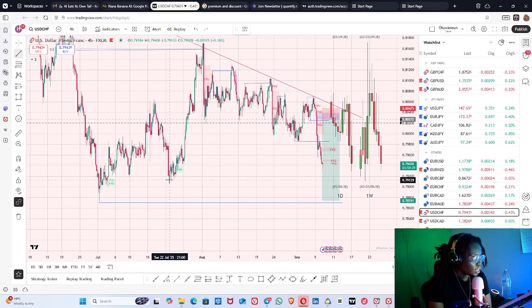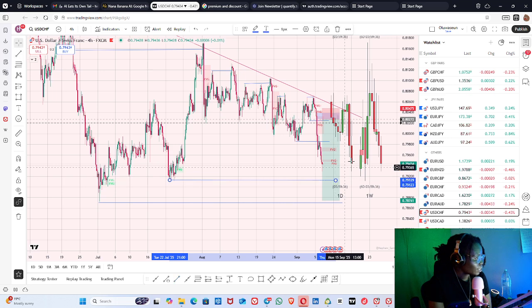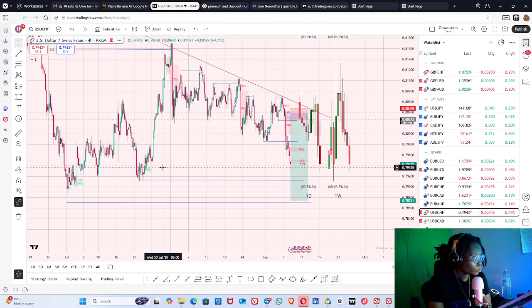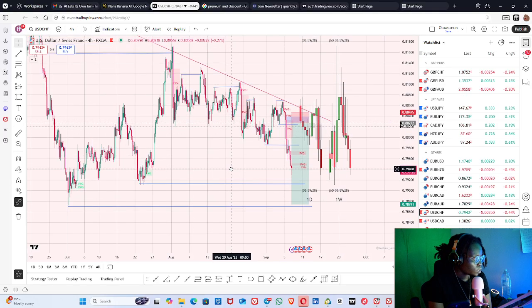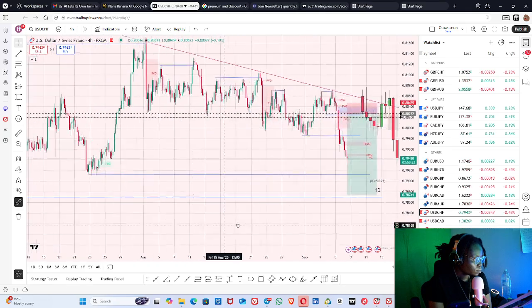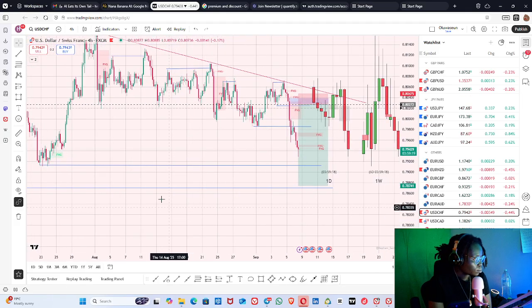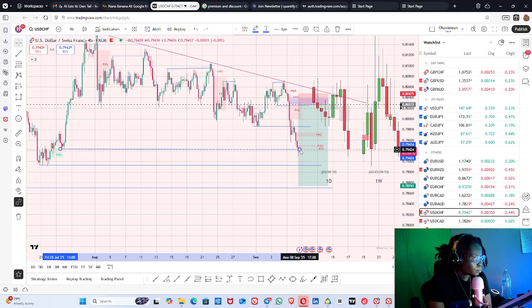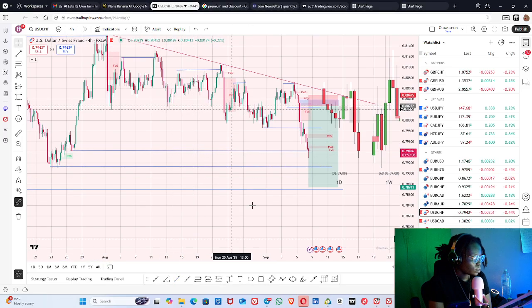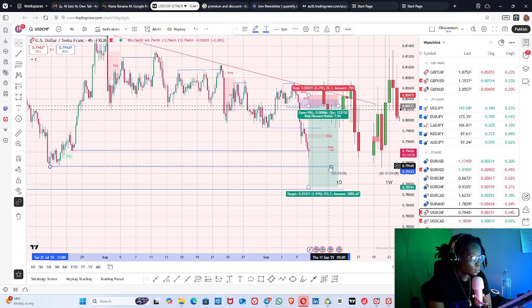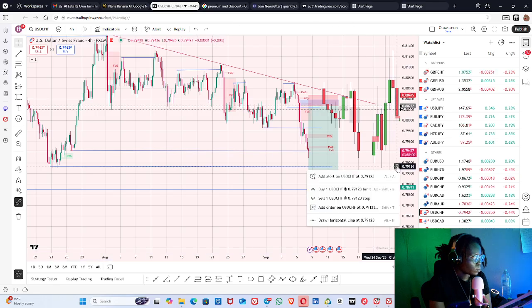This entry will be invalidated. If price can take this low, this whole entry will be invalidated, so I will have to delete it. There's a probable reaction from this area as well. I'm gonna set an alert here, just waiting for price to come there.